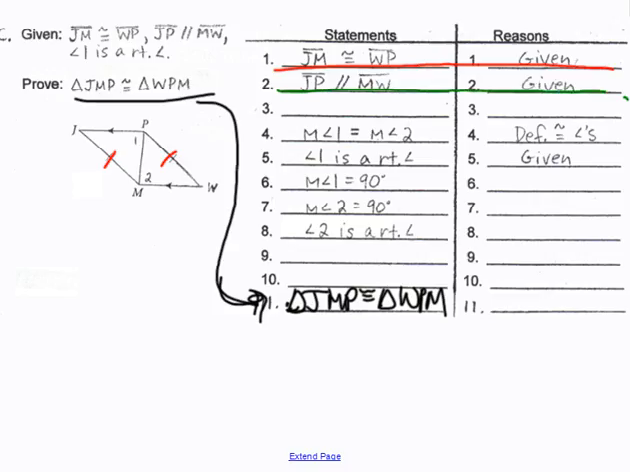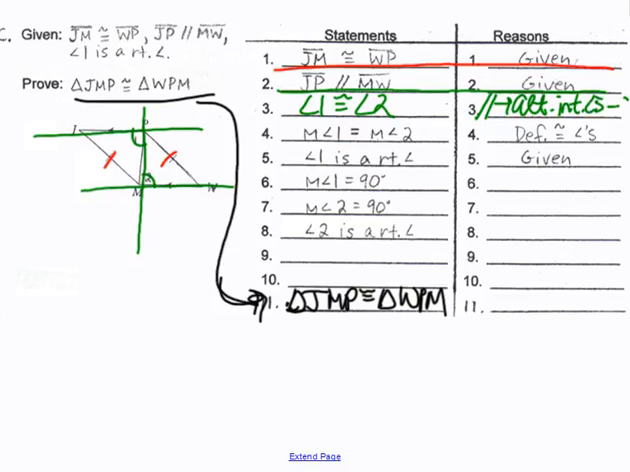Moving forward, we have JP parallel to MW. So use the transversal that's touching both. And sure enough, we get some angles. So I'm going to say angle 1 is congruent to angle 2. And those angles, because the lines are parallel, are alternate interior angles congruent.